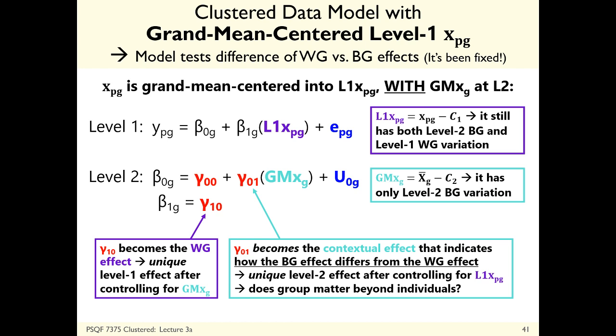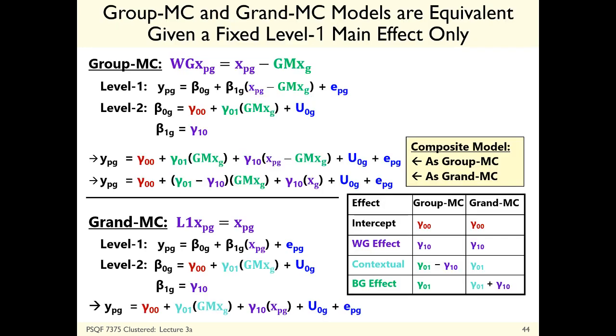So this gamma 01 should be the difference between the level 1 and level 2 effects in the previous approach. Yep. Wait for it. Here you go.